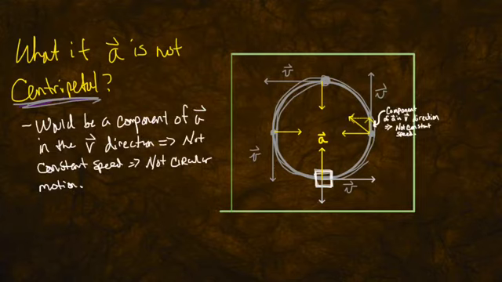And that component would take us out of circular motion. If we have a component of acceleration that's in the v direction, it's not constant speed, and therefore it's not circular motion anymore. You would start spiraling out if you increase that velocity. And this over here says the same thing as that.